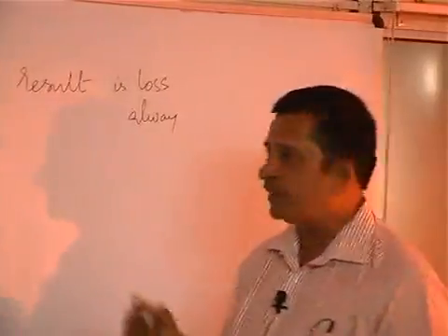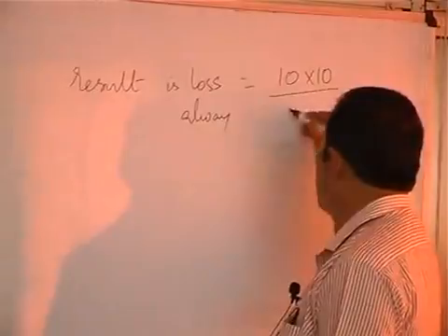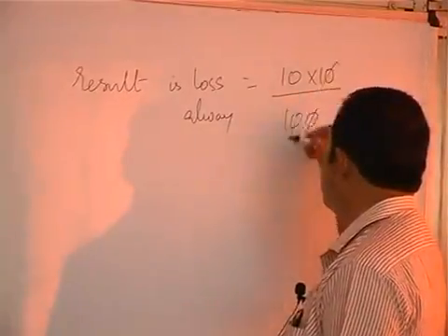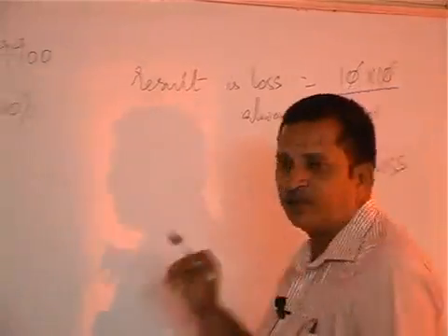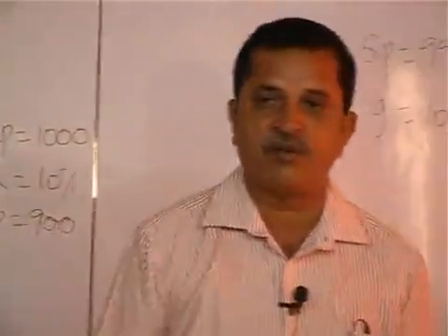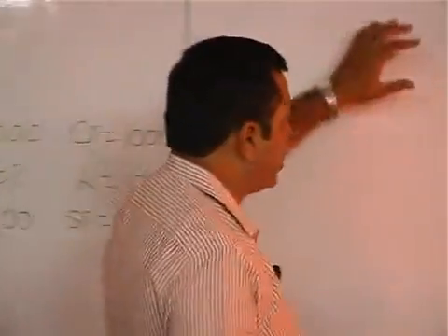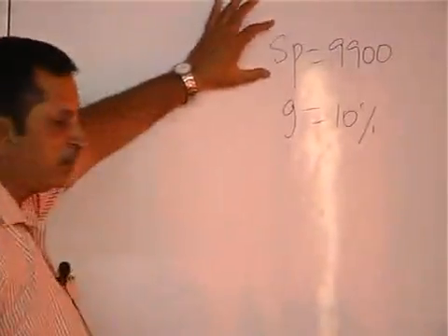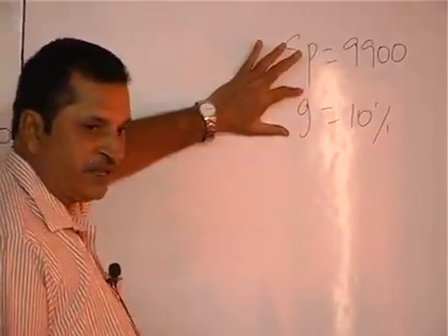How much? That is 10 into 10 by 100, that is r square by 100, so 1% loss. This is a regular model for competitive exams. No need to solve the total problem, but there is a condition: selling prices must be equal, and gain and loss percent must also be equal.